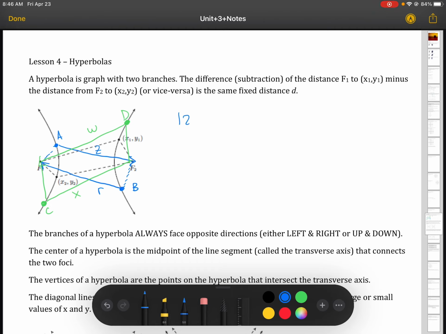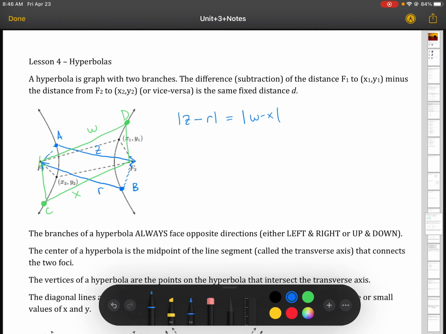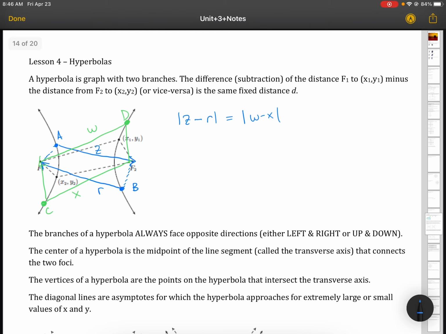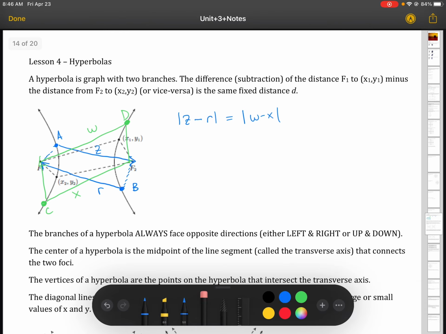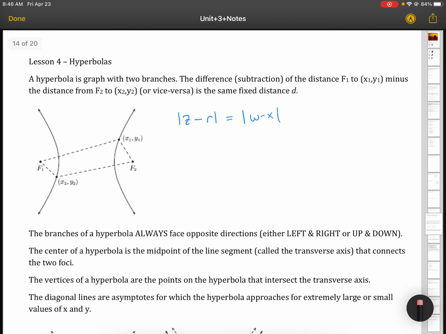So a hyperbola has this property where the absolute value of Z minus R is going to equal the absolute value of W minus X. When you subtract any two distances of points, you're going to get the same fixed value. That's what makes it a hyperbola. So it's not that the points are the same distance away from anything. It's that any 2 points, when you subtract them, you get the same distance for a hyperbola.